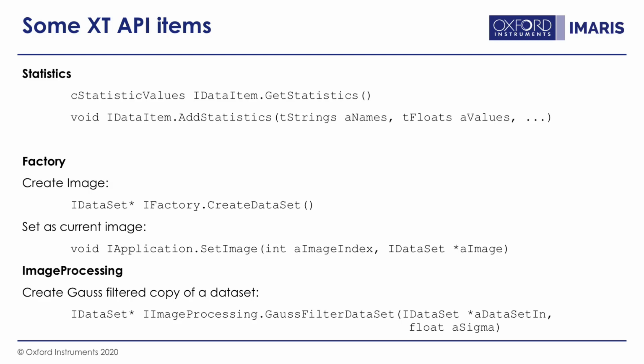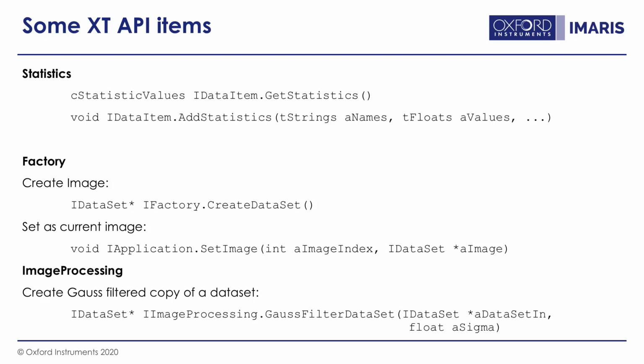A special class in the XT interface is the factory. The factory is used, for example, to create a data set. You do this with iFactory CreateDataset, and you'll get back an iDataset instance. One thing to pay attention to here is that if you create a dataset with the factory, this does not yet set it as the active dataset. It just creates it in memory. If you then want to have this dataset you created displayed in Imaris, you need to use the iApplication SetImage.